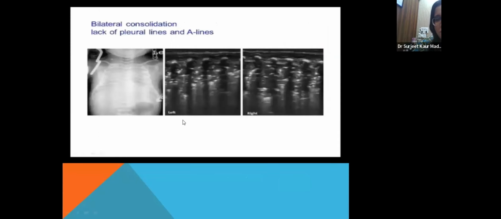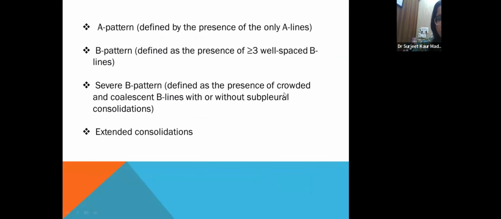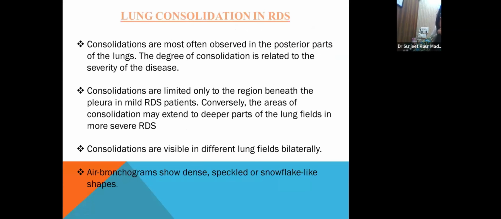This is extensive subpleural consolidation. This is how it looks. So people have been asking, there are a few questions regarding the pleural effusion. Okay. So what I would say is, pleural effusions and all those things are basically for the advanced workshop.